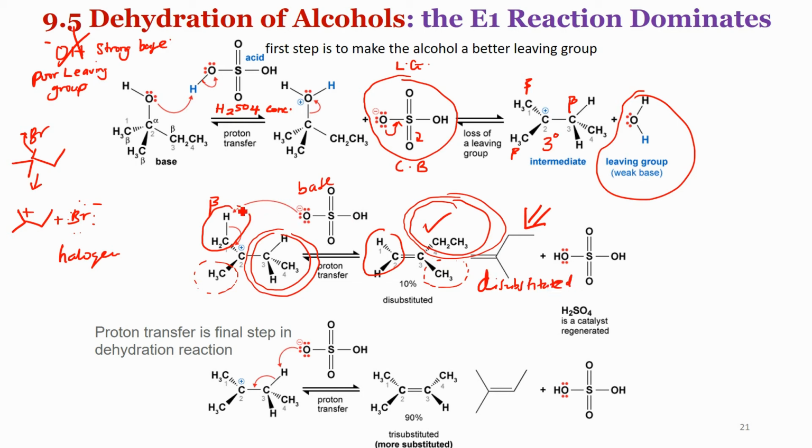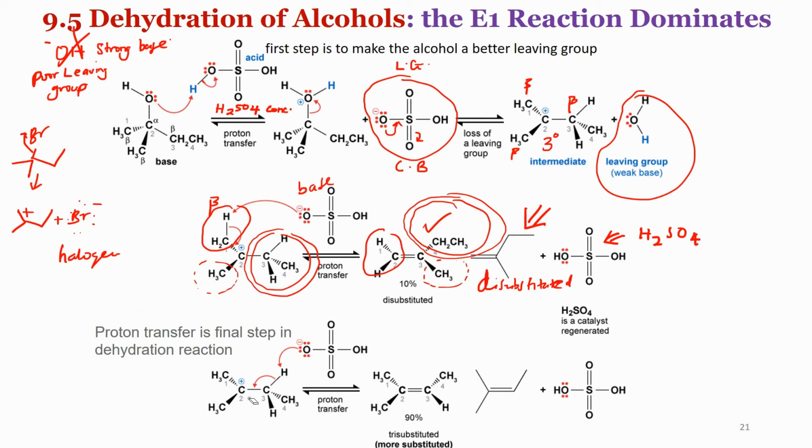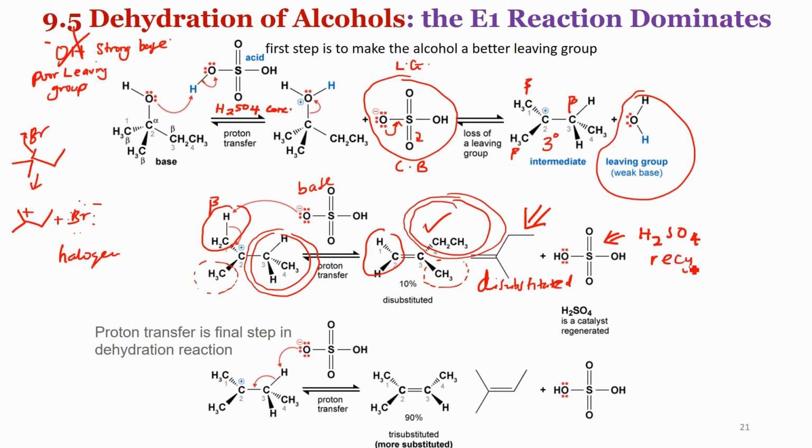The conjugate base took out the beta hydrogen. You recycled back your sulfuric acid that you started with on step one. So you don't need much of the acid because it keeps on being regenerated. And then that sulfuric acid will react with another alcohol until the process is done. Here, the sulfuric acid is recycled. Okay, so we've shown how to make one of the double bonds, one of the pi bonds.